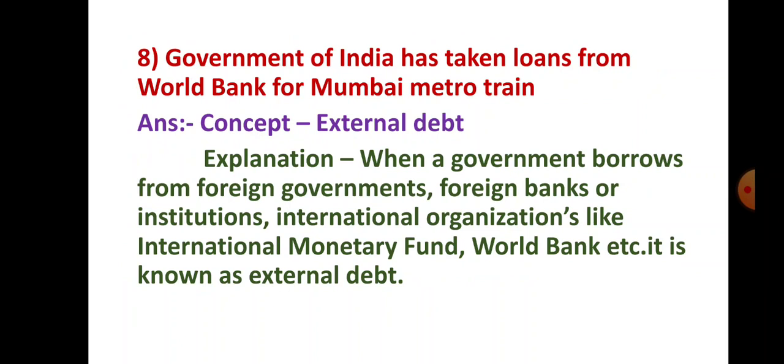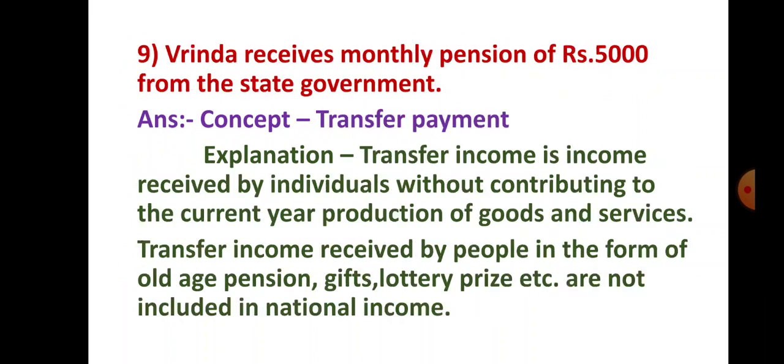So when government borrows from foreign governments, foreign banks or institutions, international organizations like International Monetary Fund, World Bank, etc., it is known as external debt. So government of India has taken loans from World Bank, okay, for Mumbai Metro train. So this is the example of external debt. Now let us see the next example.